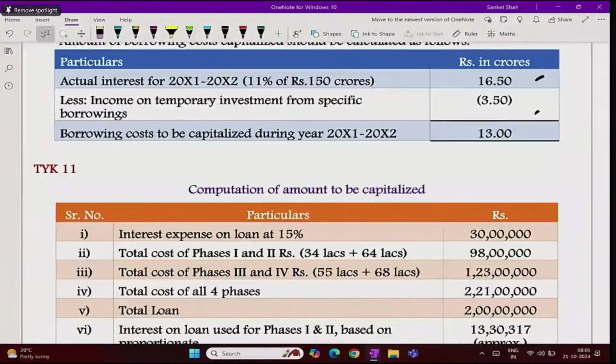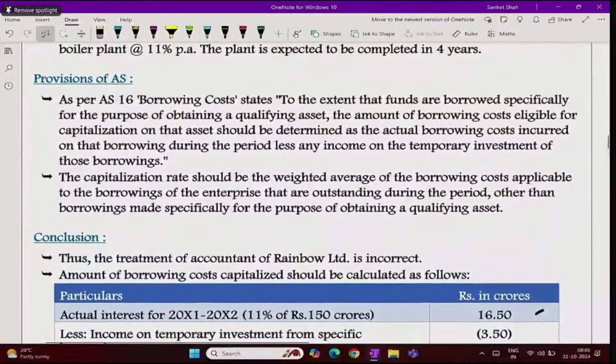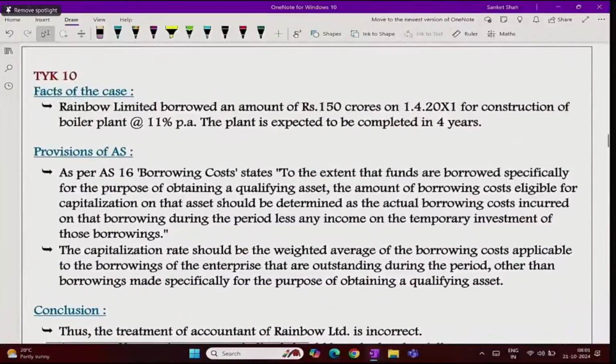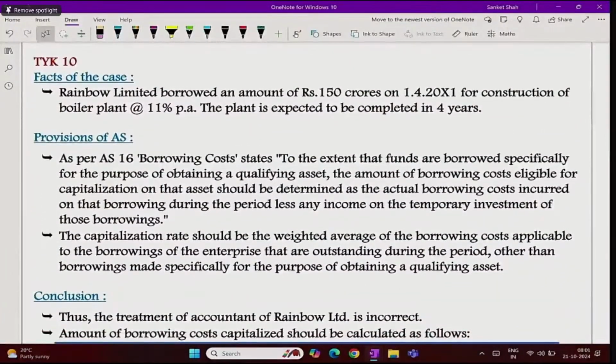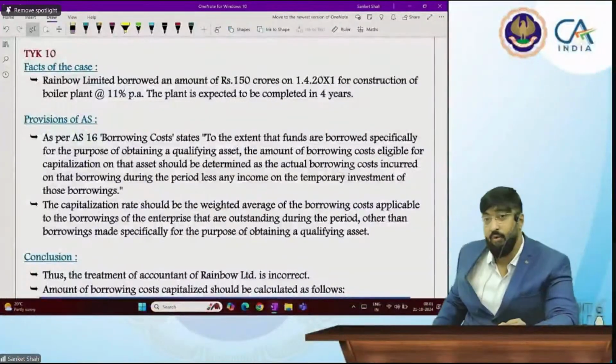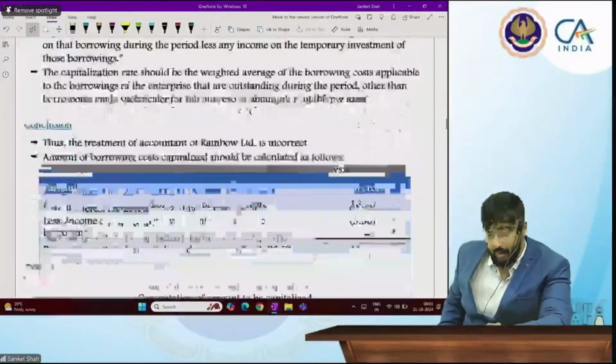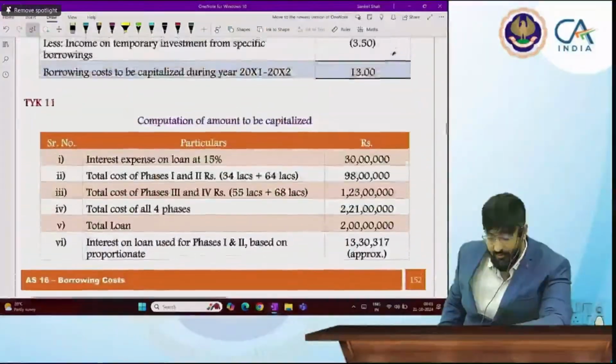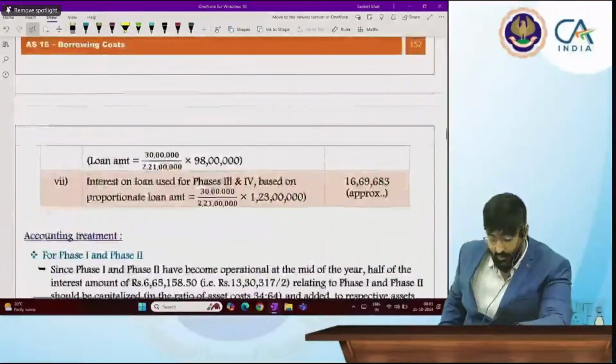Chalo beta. So you got the answer? Yes, sir. Actual borrowing cost you should incur, and whatever income you generated should be deducted. We already wrote this. Very good. Chalo.